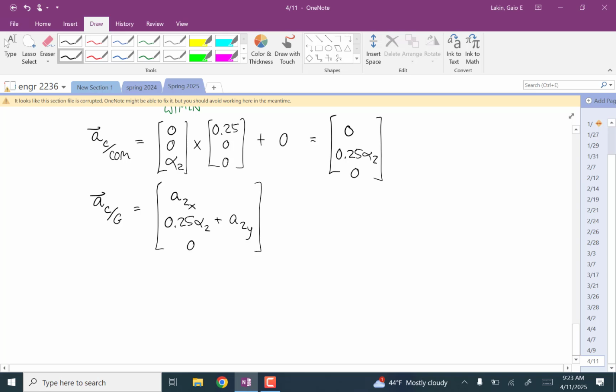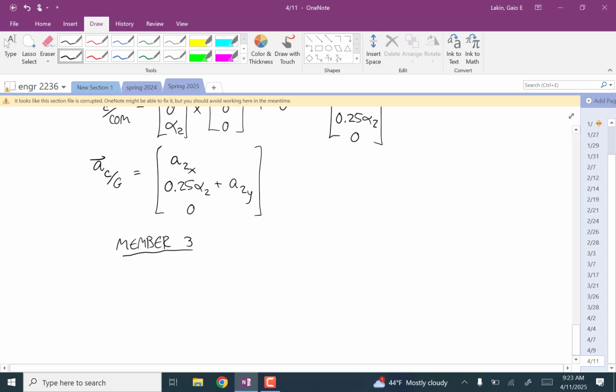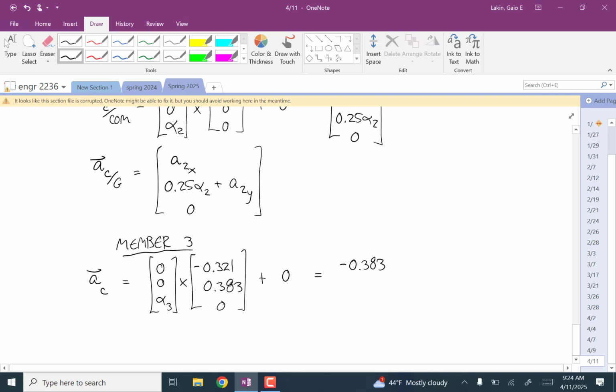And then member 3. This one has a fixed point. So the acceleration of that point C is just equal to, I'm just going to enter this stuff in again. So we got 0, 0, alpha 3 crossed with the vector from the center of circular motion to C. So that's the vector from D to C. And so that's negative 0.321, positive 0.383, 0. And the omega stuff, the centripetal acceleration, is all zeros. And this is negative 0.383 alpha 3, negative 0.321 alpha 3, 0.